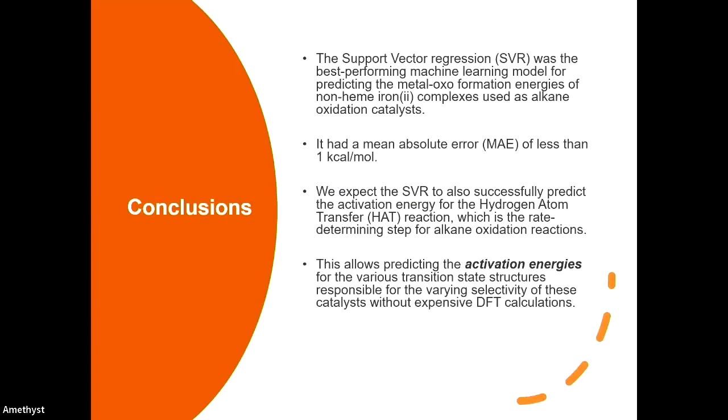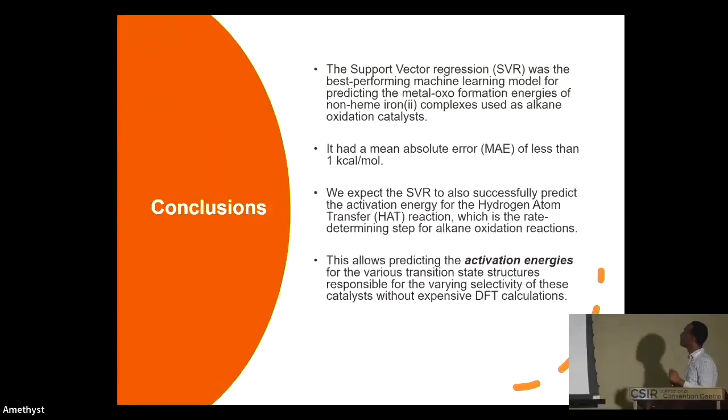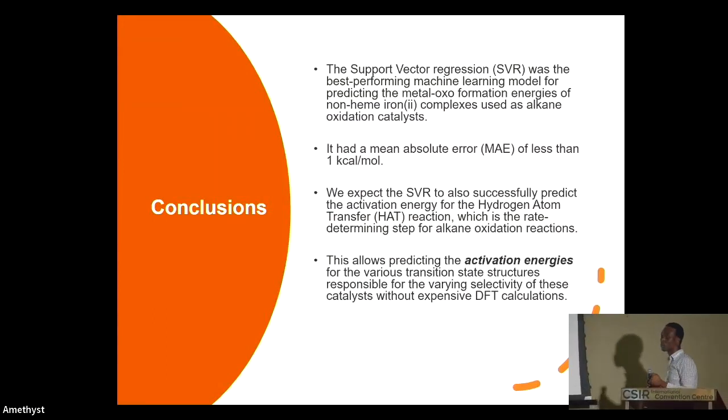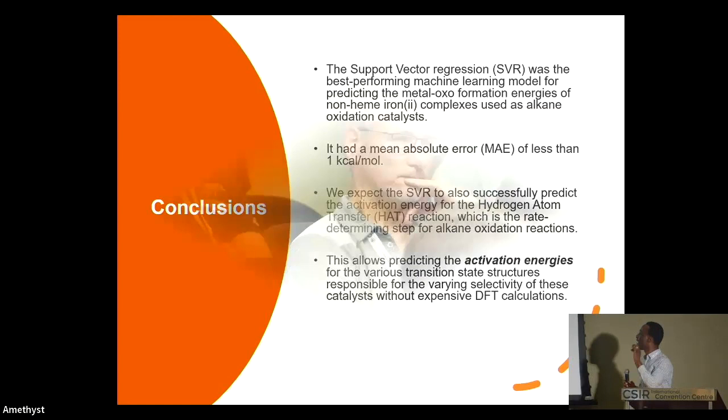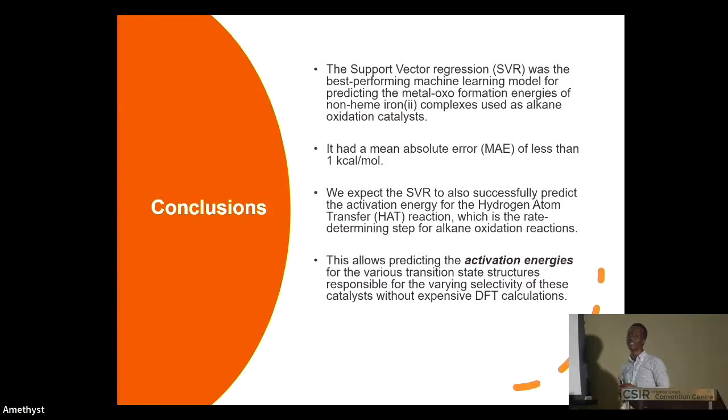Next slide. All right, so as of now, we've found out that the support vector regression was the best performing machine learning model for predicting the metal oxo formation energies of these complexes. And of course, it has a mean absolute error of less than 1 kilocalorie per mole. Now, if it's able to predict the metal oxo formation energies, we also expect that by the time we finish obtaining all our transition state structures and we can calculate the activation energy, then it should also be able to successfully predict the activation energy for such complexes.